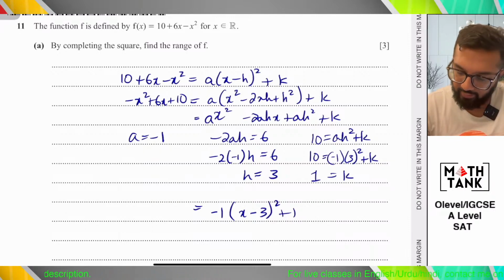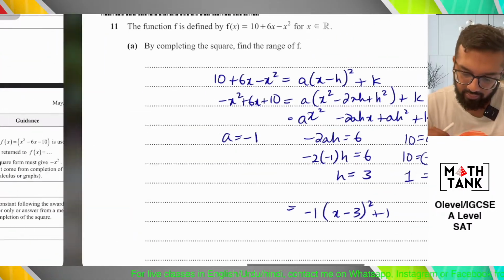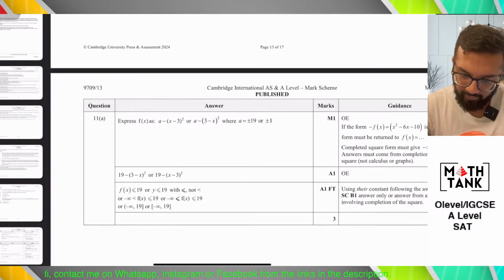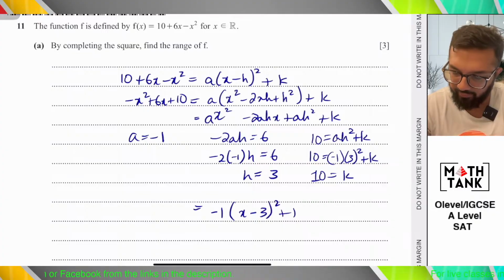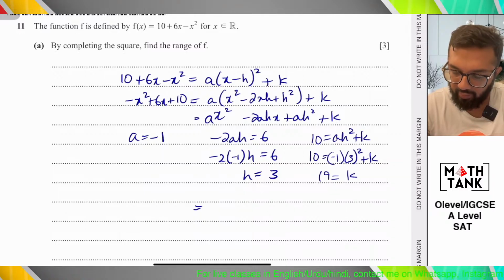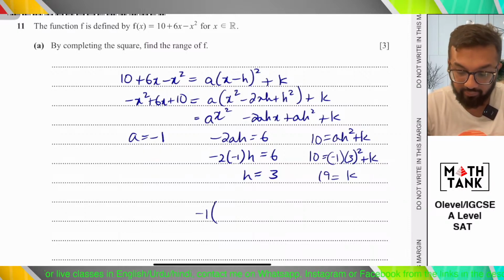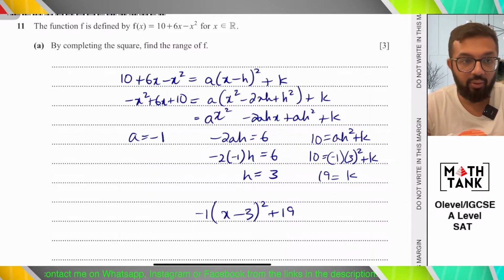Okay, so that's the completed square form. I hope that's correct. Nineteen. So I missed something. Oh, this is 10. Okay, so the minus 1 would have messed up the entire question. I had gotten that wrong.